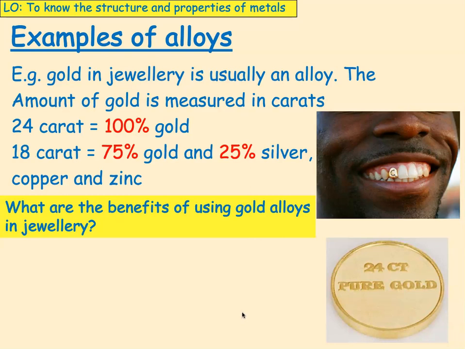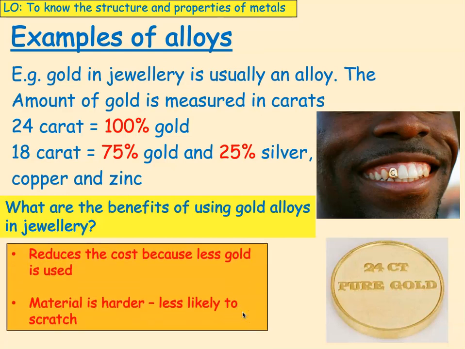Okay, the advantage of using a gold alloy is it reduces the cost because less gold means less of a price. It also, because it's an alloy, it's got other substances in it, the material's harder, so it's less likely to scratch.